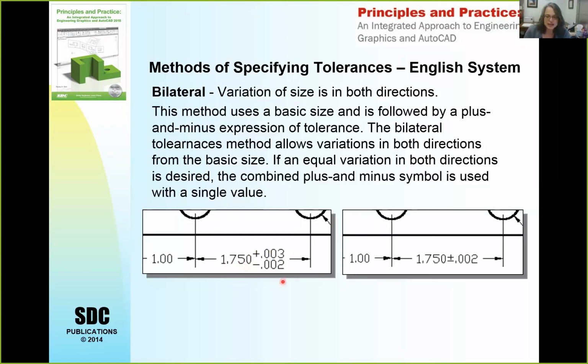This is the style of bilateral tolerancing we use if our tolerances are asymmetric. You'll notice we've got a slightly larger allowed variation in the plus than we do in the minus. Now, if they are symmetrical, if plus and minus are the same, then we can stack the plus and the minus together and just write this as 1.750 plus or minus 0.002.